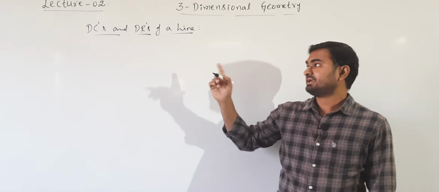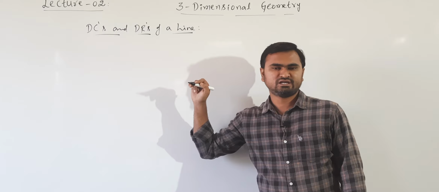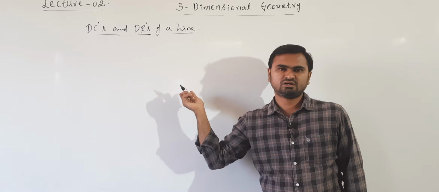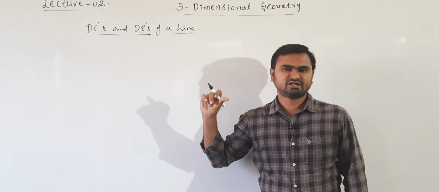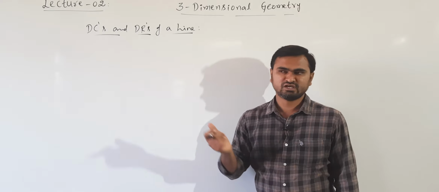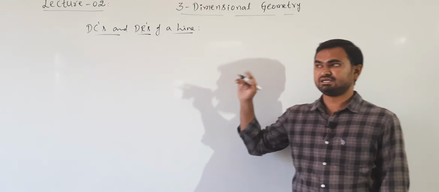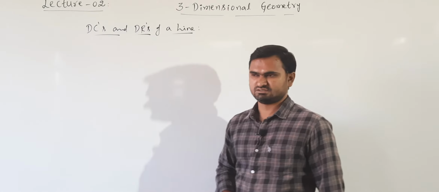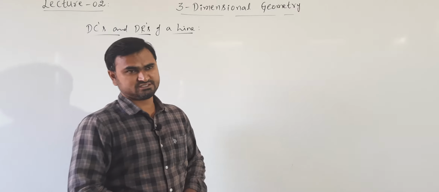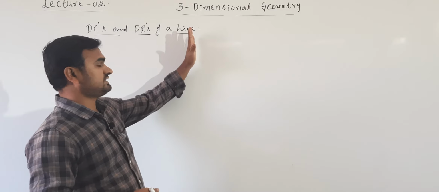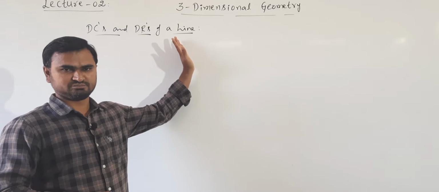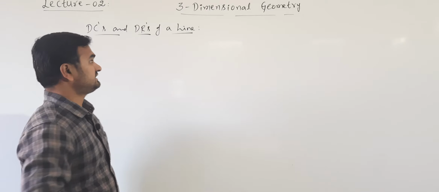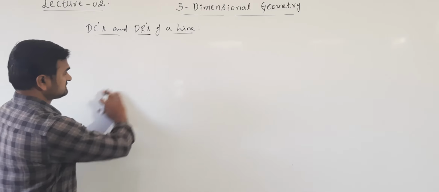So DCs we can find when the angle made by the line with the coordinate axes is given, or the 2 points where the line is passing are given, then we can find DCs. Next, what are DRs? DRs are the numbers which are proportional to DCs. Since these are proportional numbers, we can write an infinite number of DRs for a given line. Okay, so about these DCs and DRs we already studied in the last class.